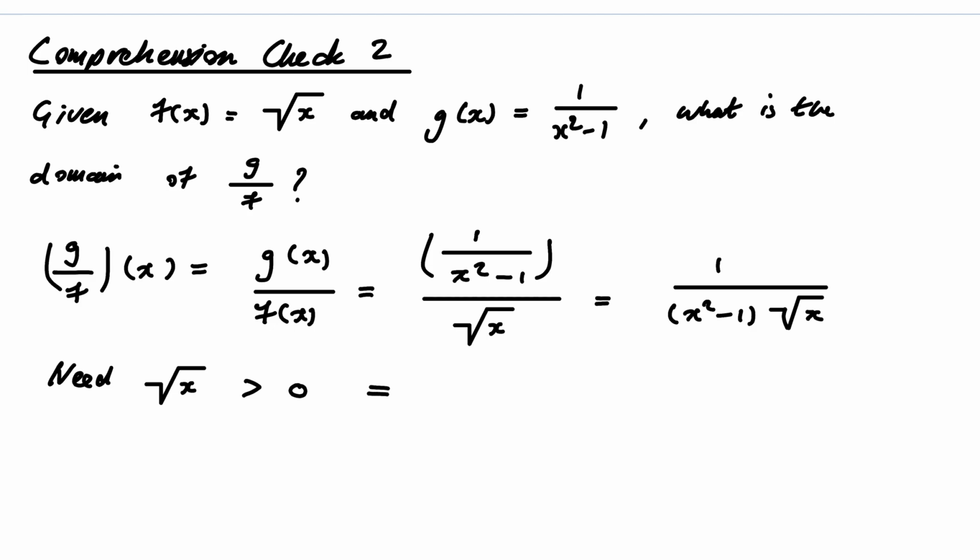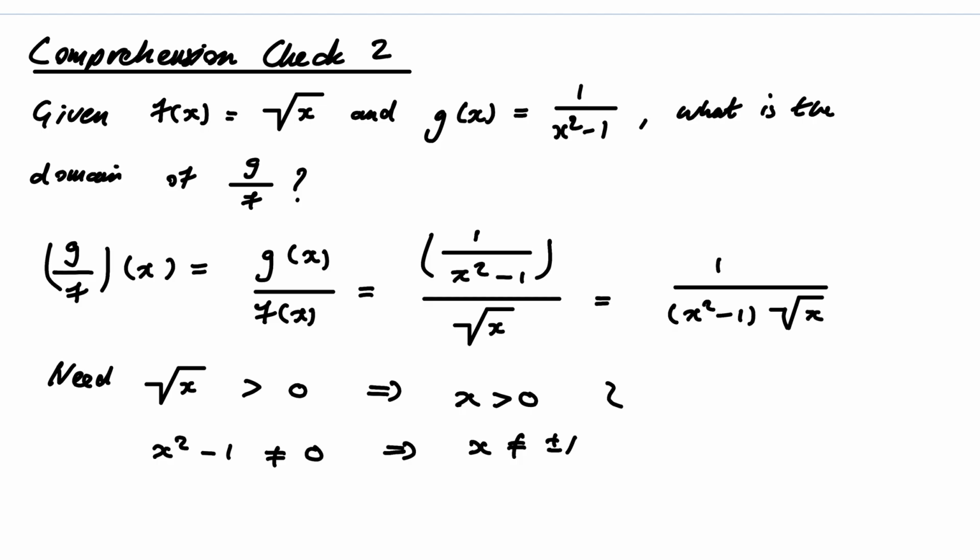So that implies x has to be strictly bigger than 0. So I can't divide through by 0. The square root's always non-negative, of course, because by definition it's the positive of the two square roots. So we need that. But also x squared minus 1 can't equal 0. So this implies that x squared can't equal 1. So that means x can't equal plus or minus 1.